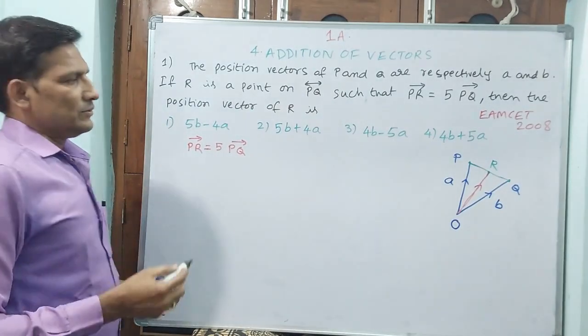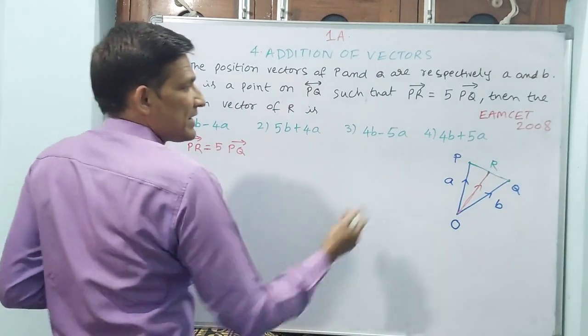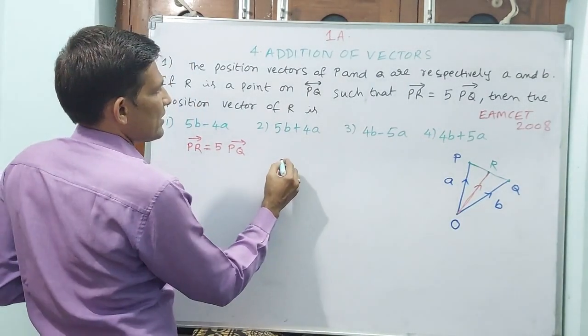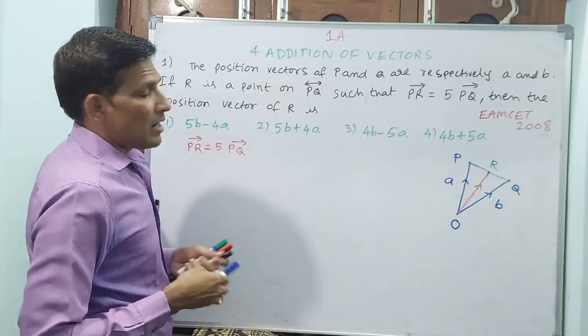Now go back there. See, here I want to make two vector diagrams. I am splitting these vectors, you see. First understand carefully. I am splitting these vectors. How am I splitting? Observe carefully.